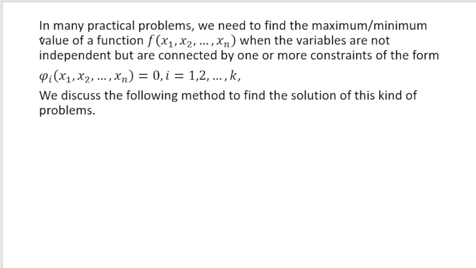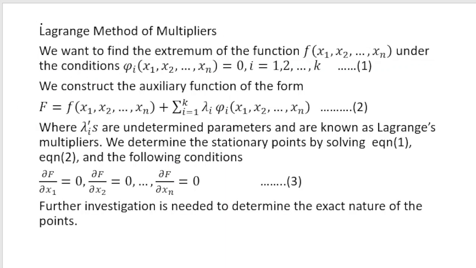So let us quickly go through the basic things and then we will do the problem solving. In many practical problems we need to find the maximum or minimum value of a function that is dependent on n variables, when the variables are not independent but are connected by one or more constraints, which may appear in this form. Here I am writing k constraints because i is varying from 1 to k. So the Lagrange method of multipliers helps us find the extremum.